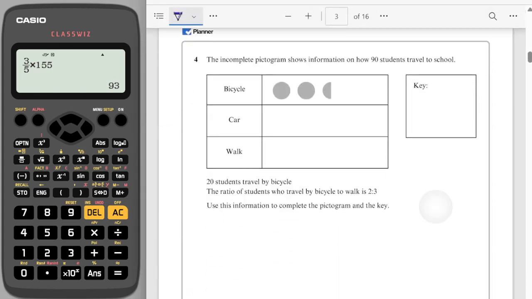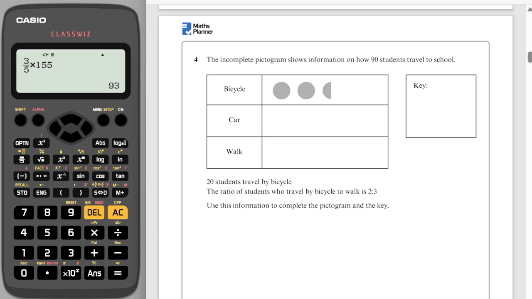Question 4: here is an incomplete pictogram. The incomplete pictogram shows information about 90 students and how they travelled to school. 20 students travelled by bike. The ratio of the students who travelled by bike to walked is 2 to 3. Use the information to complete the pictogram and the key.